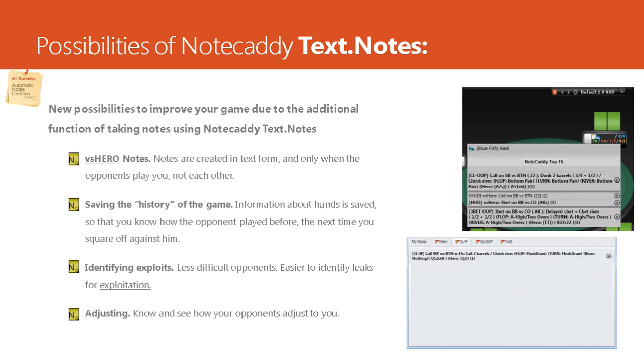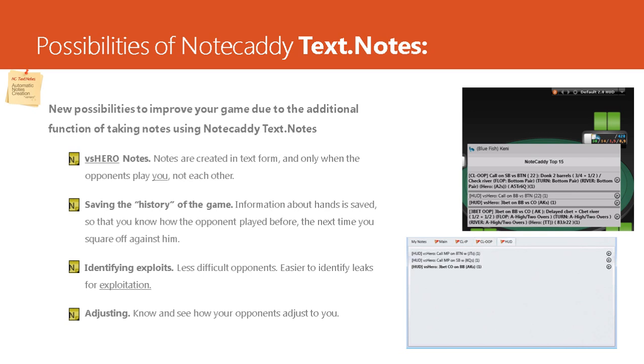Additional possibilities to study the opponents who create the most difficulties also exist. Now, all the history of playing with them will be saved in a convenient text format, and while studying the opponent, identifying leaks is easier for later exploitation. The notes contain data on which bet sizes your opponents used against you, which will allow you to read their hands easier and, as a result, win more pots.